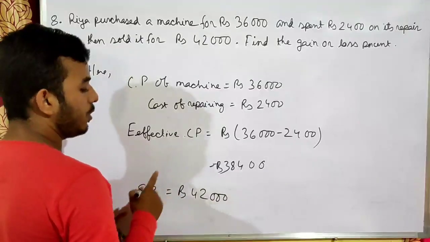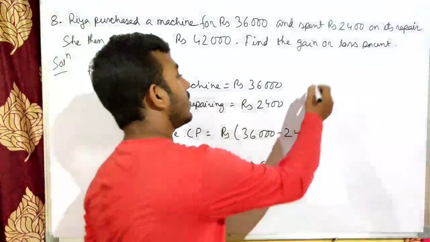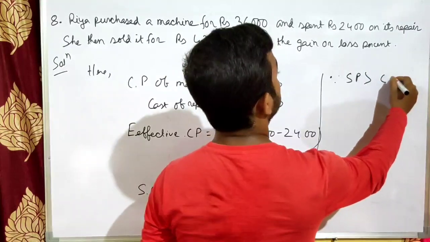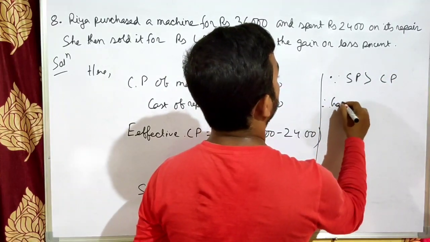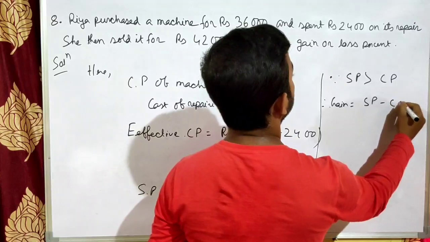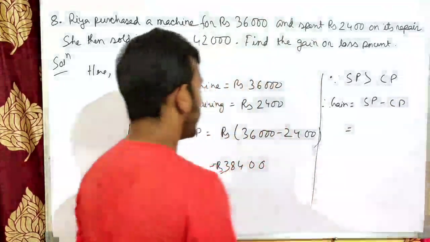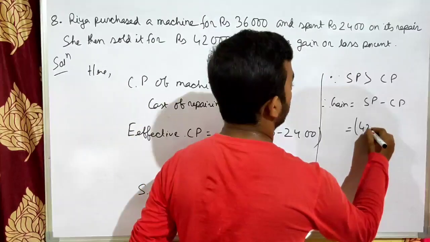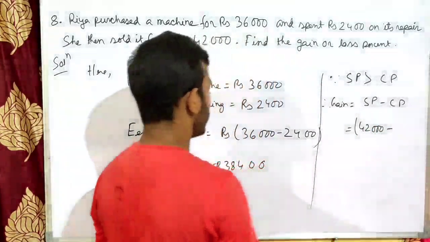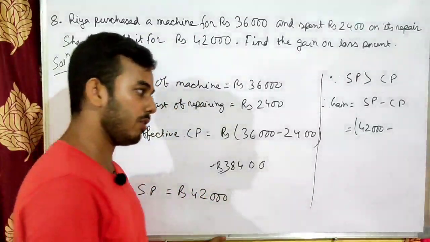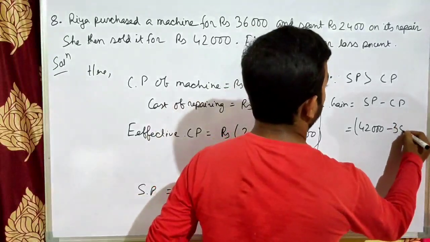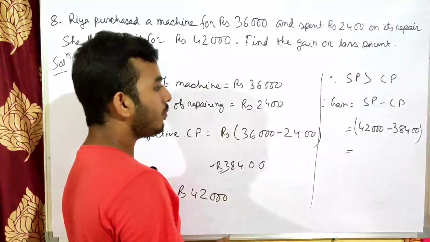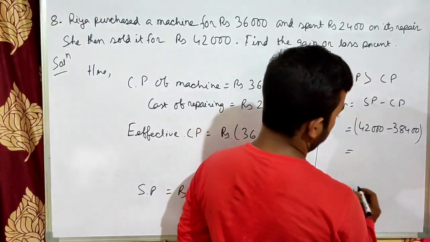So which one is greater, CP or SP? SP is greater, that means she has gained in the transaction, isn't it? Since SP is greater than CP, therefore gain equals SP minus CP. Here SP is 42,000, so 42,000 minus CP, which is 38,400. Now we can easily find out the gain.